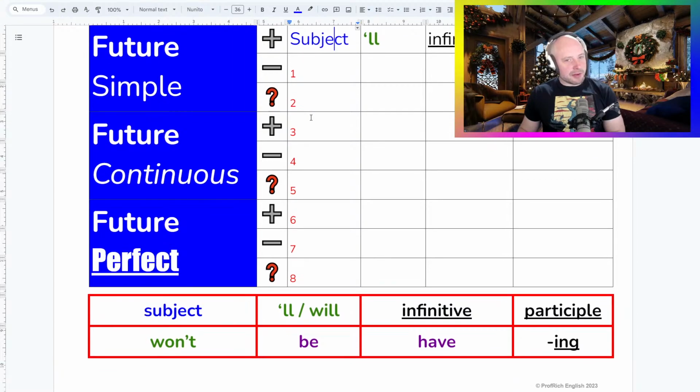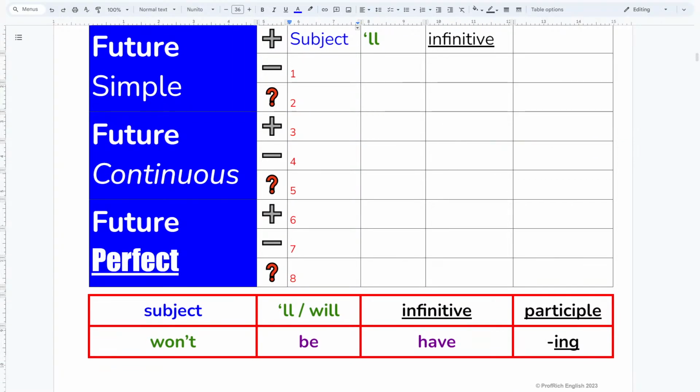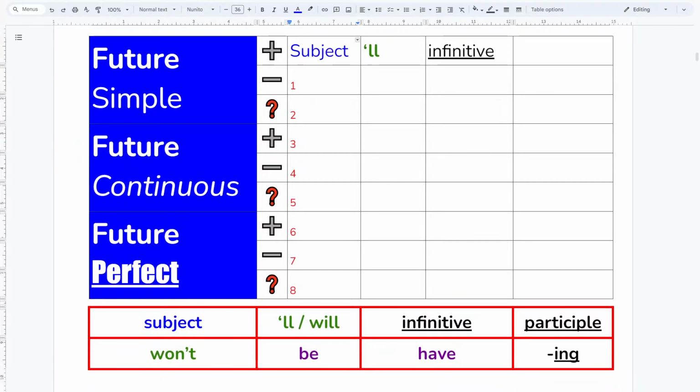So here's our grammar table. And if you don't like grammar tables, well done. Because you shouldn't like grammar tables, they suck. But let's have a look anyway. Here's a lovely grammar table.